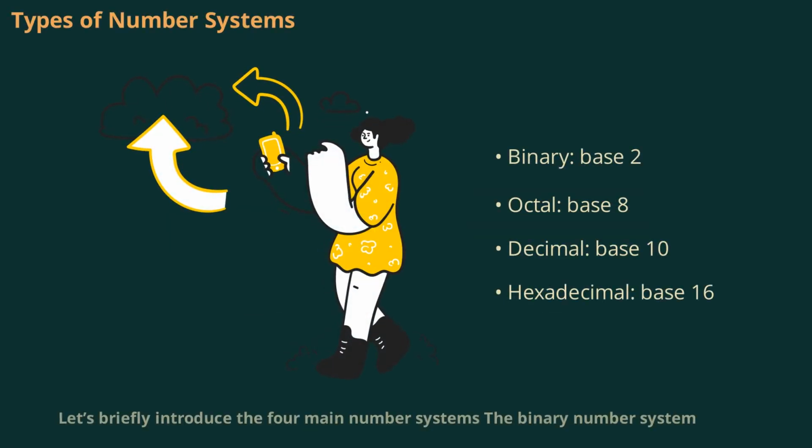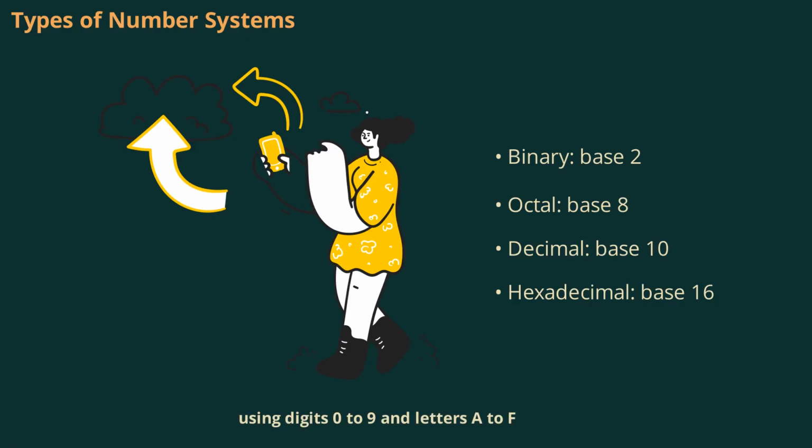Let's briefly introduce the four main number systems. The binary number system with base 2 uses only 0 and 1. The octal system has base 8, using digits 0 to 7. The decimal system, which we use every day, is base 10 and uses digits 0 to 9. Finally, the hexadecimal system is base 16, using digits 0 to 9 and letters A to F. Each system serves a unique purpose in computing, from simple calculations to complex data processing. We'll start by exploring the binary system in detail.